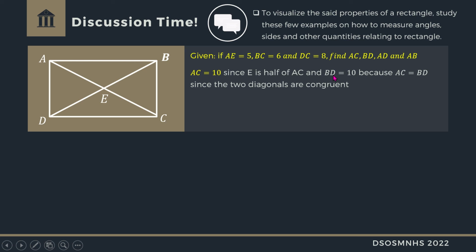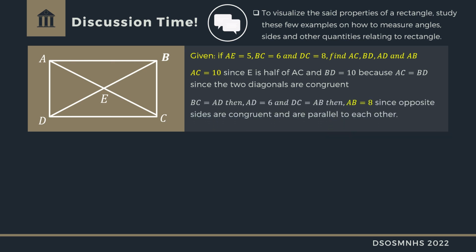Since E is half of AC, and BD is 10, asa man ang BD? Okay. AC is 10 while BD is also 10. So we have solved the two unknowns, AC and BD. They are the same, 10, because AC is equal to BD since the two diagonals are congruent. AE is given as 5, so its counterpart is 5. So 10, 10. Next.